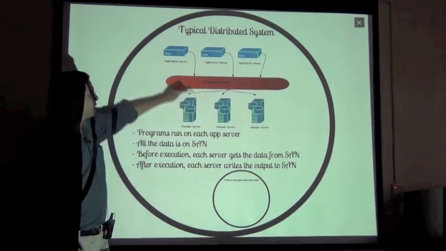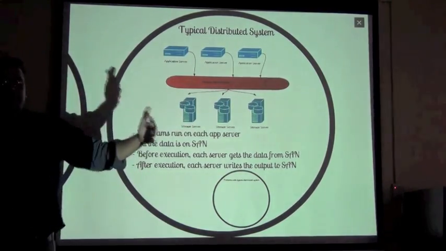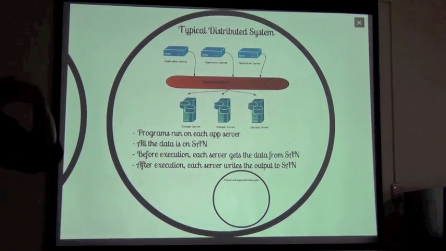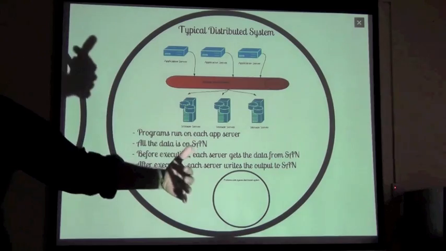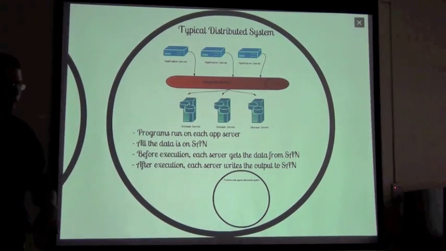Internally there are disks, but this storage area network is like one infinite storage that can store all the data. How many have heard of SAN? So SAN is a big storage which has all the data inside it.